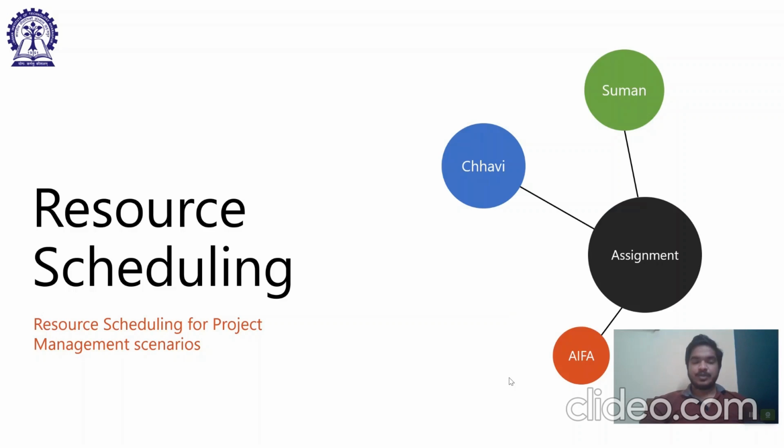So we will be looking at resource scheduling, how it is done, its implications with graph coloring, its representation, and we'll also look at a way of solving it in case of conflict management.